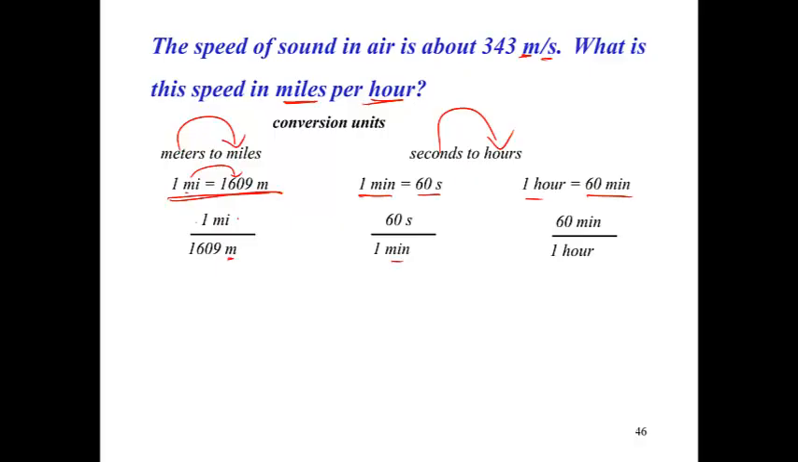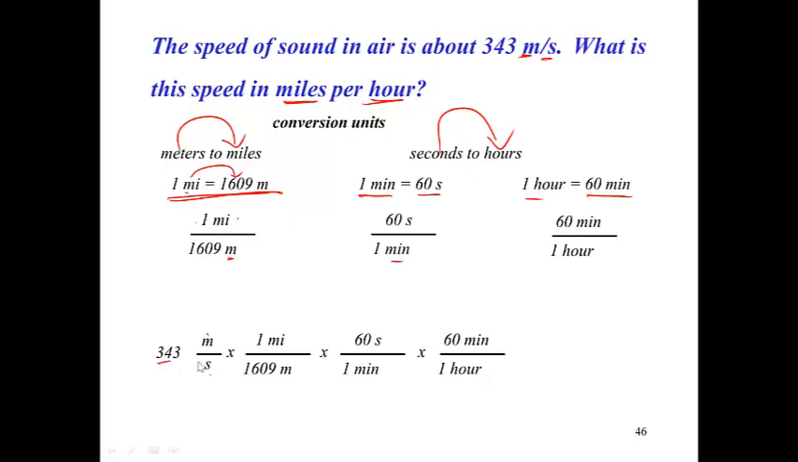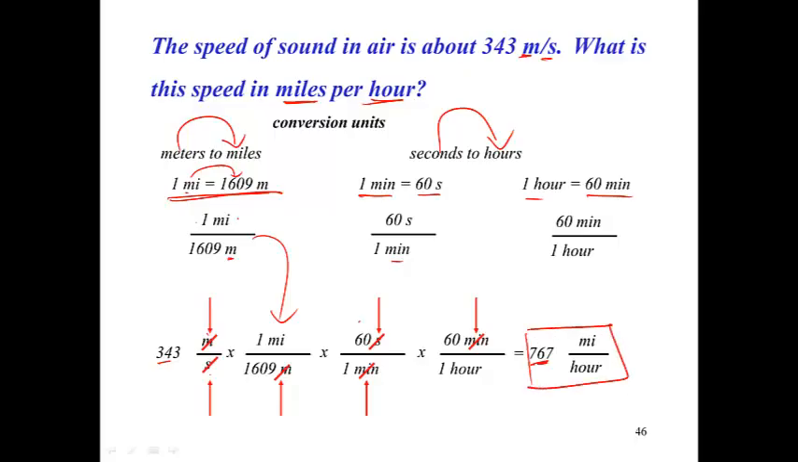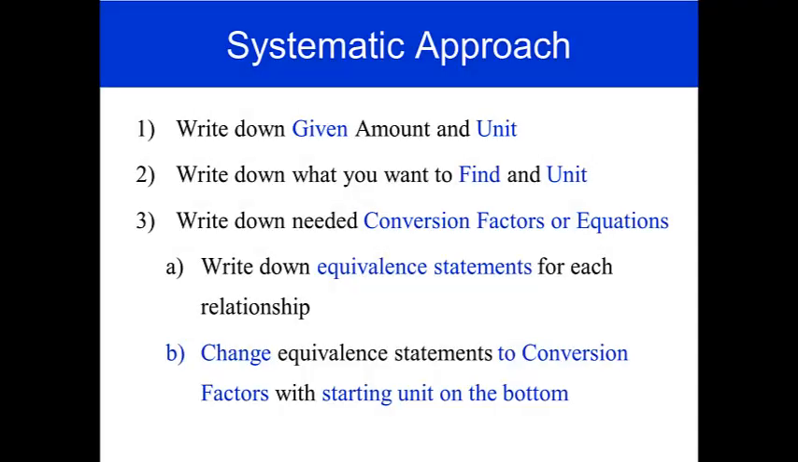Okay, so now let's set up the string equation. You have 343 meters per second times the conversion factor for meters to miles times the conversion factor from seconds to hours. So you have two different ones, and multiply everything in the denominator and then multiply everything in the numerator and then divide the two. You get 767 miles per hour. So this is a way to do dimensional analysis, especially when you're doing conversion from units of one type to the other.